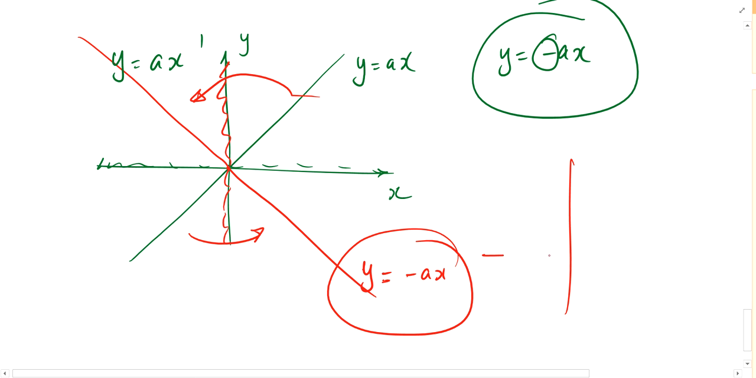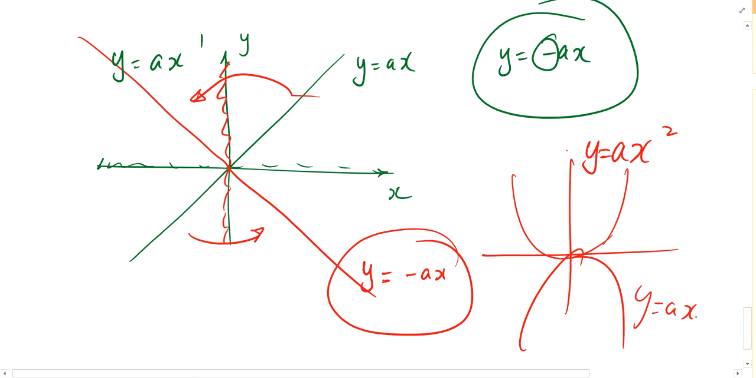For example, your parabola. If you reflect about the x-axis, do you get a different graph? Yes, downwards, right? If you reflect about the y-axis, what do we get? Same graph. Okay, so you must know the difference. This is our graph of y equals ax power 2. Then this will be y equals negative ax power 2.